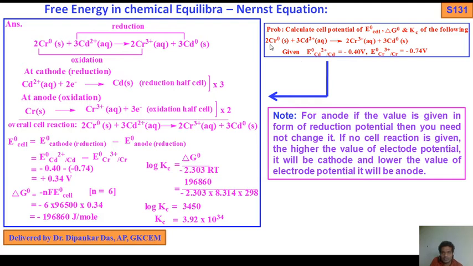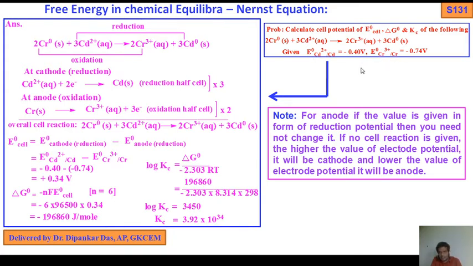So you see, chromium solid, 3 cadmium 2 plus aqueous, chromium 3 plus aqueous, 3 cadmium 0 solid, and the reduction potential of cadmium 2 plus. You always check in what form the E0 value is given: in the form of oxidation or reduction. You see, cadmium 2 plus slash cadmium, that means plus 2 to 0, reduction potential given. Here E naught chromium 3 plus slash chromium, 3 plus to 0, so reduction potential.